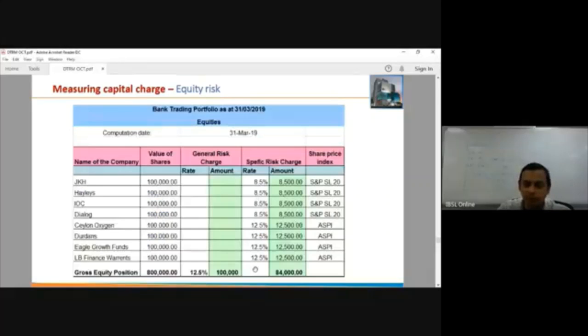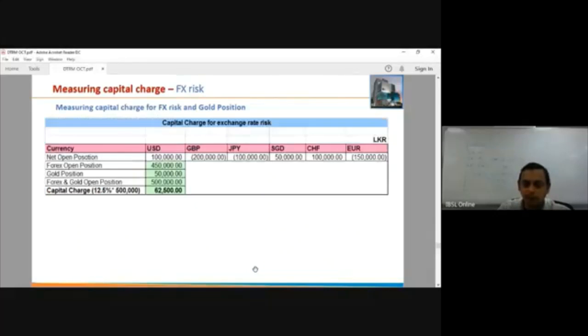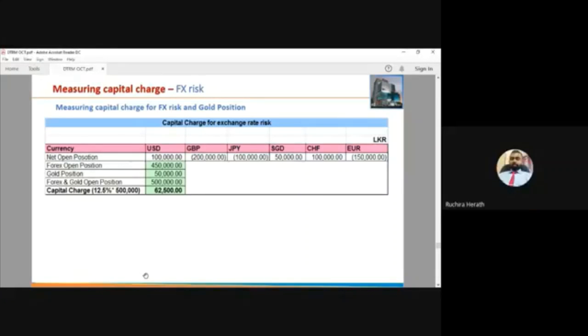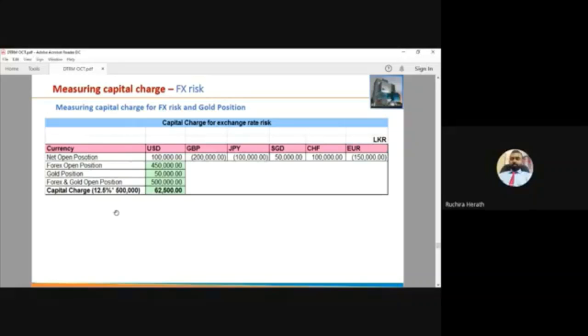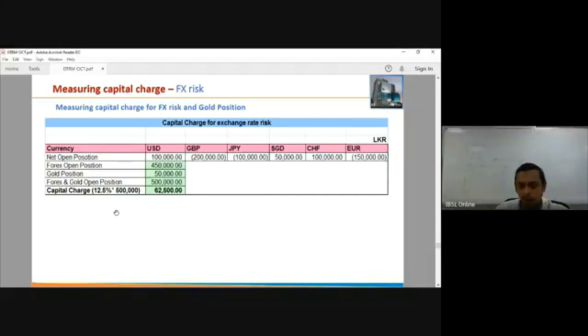Now, if it's a DSIB bank, your minimum ratio is 14%. Then you need to apply 14. Right now, in this example I have taken a normal bank. So if it's a DSIB, instead of 12.5, you need to apply 14%. But currently there are only 4 banks coming under that category. All others are 12.5.